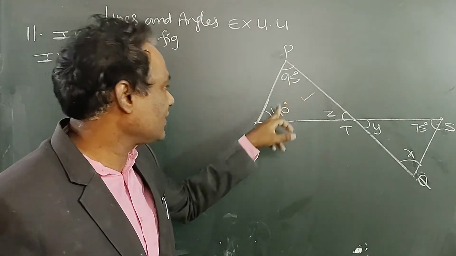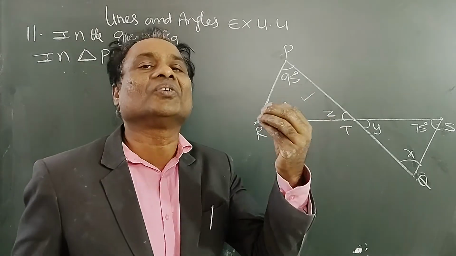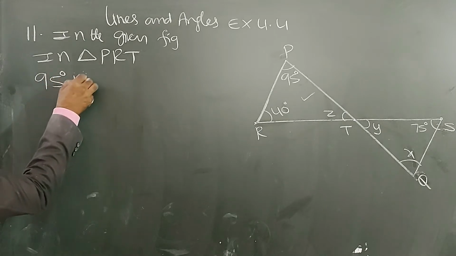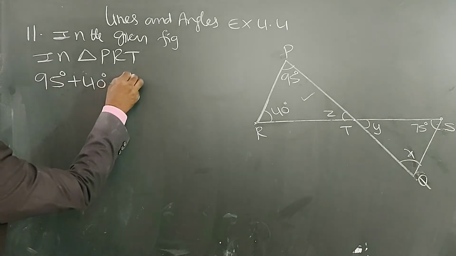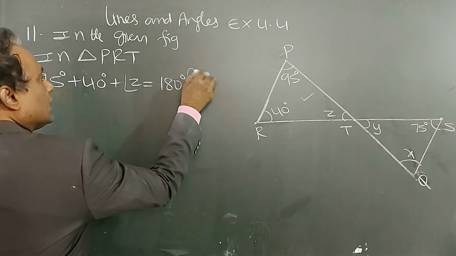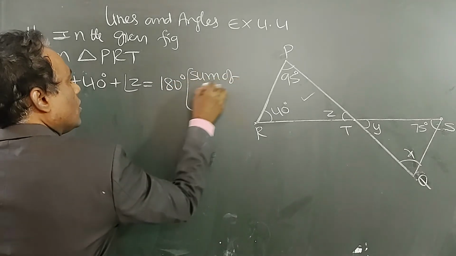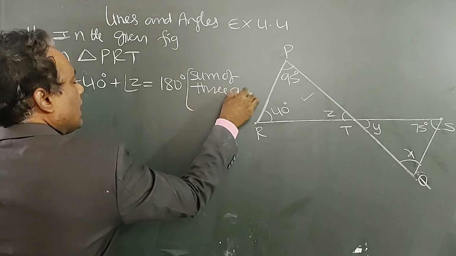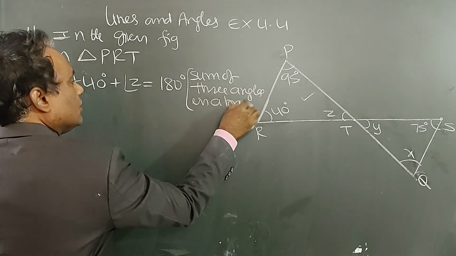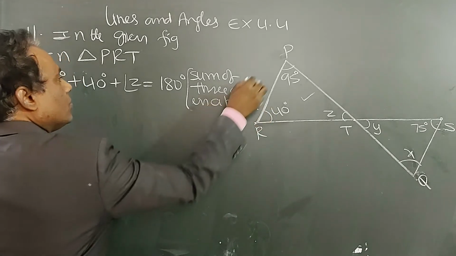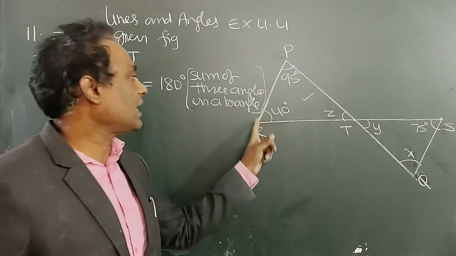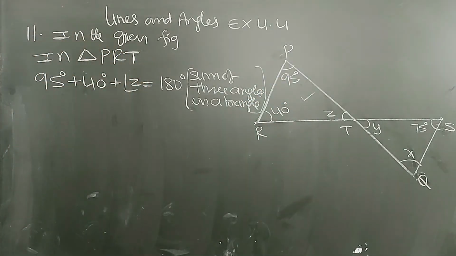This angle plus this angle plus this angle is equal to 180. 95 degrees plus 40 degrees plus angle Z is equal to 180 degrees. The reason is sum of three angles in a triangle. Sum of three angles in a triangle is 180 degrees.